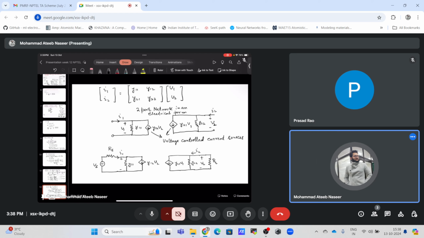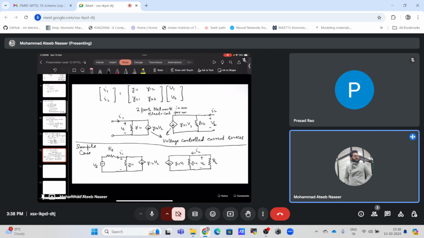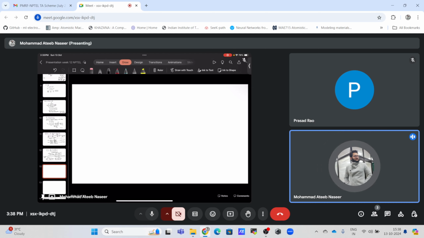So this is a sample case for the above problem now. We need to check whether we will be able to have some gain from this circuit, what we designed for this two-port network. So let us draw this whole thing in terms of conductances only.